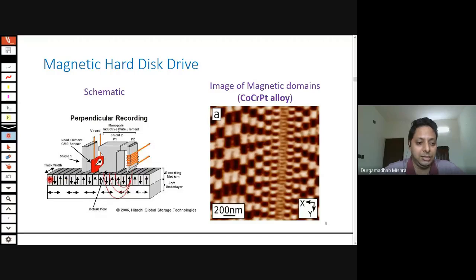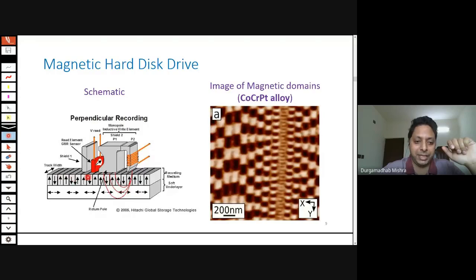These are typically called domains. You might have heard of magnetic domains if you have done the experiment of plotting magnetic hysteresis in your basic physics lab. These are your domains, pointing up or pointing down. In computer language you write it in binary code, so 1001 and so on. That is what it means.